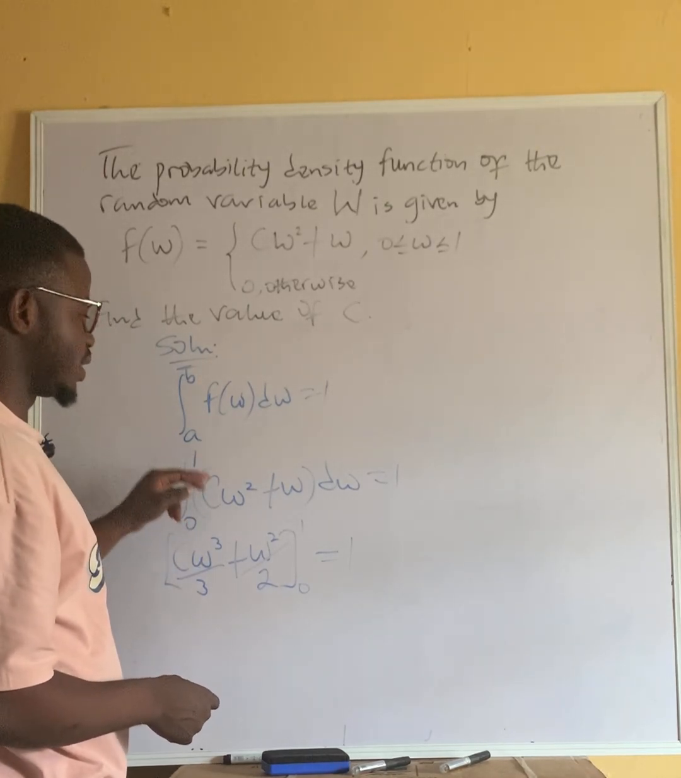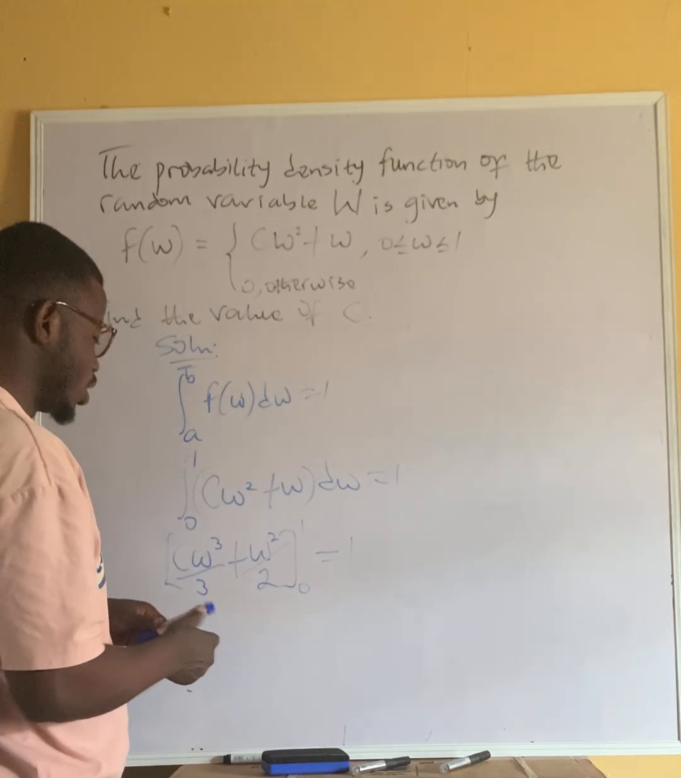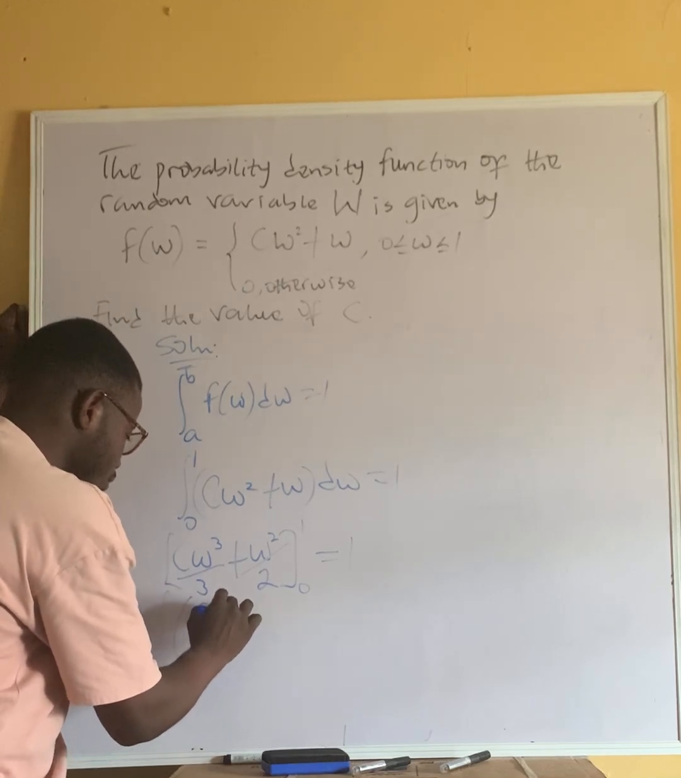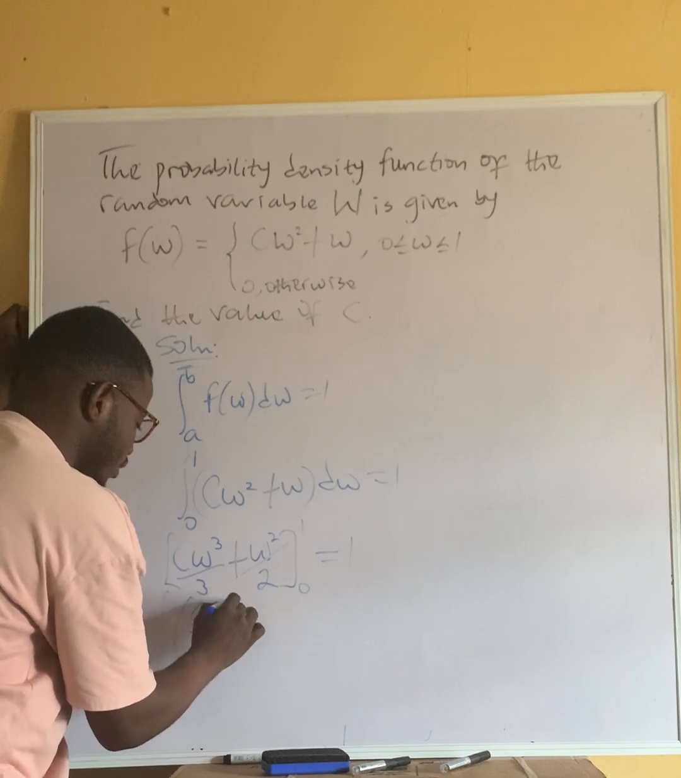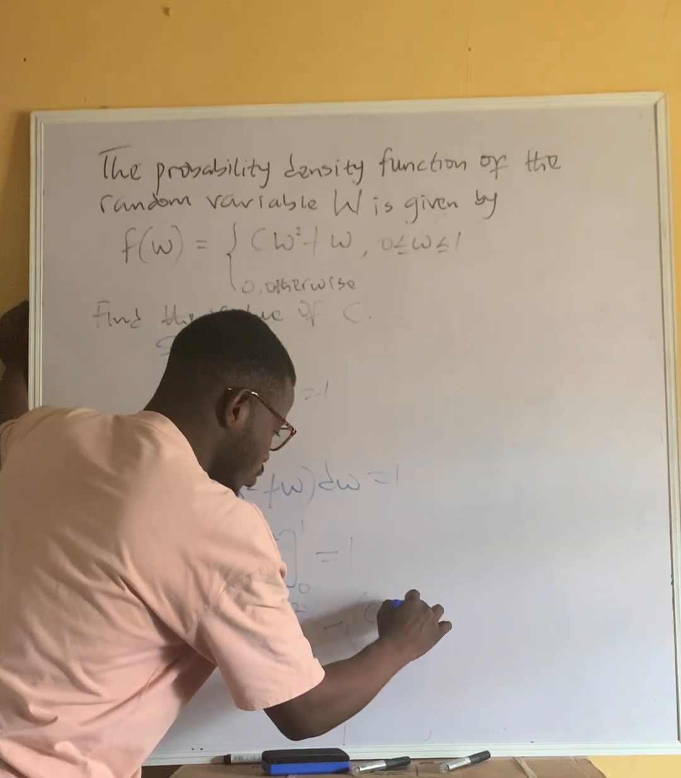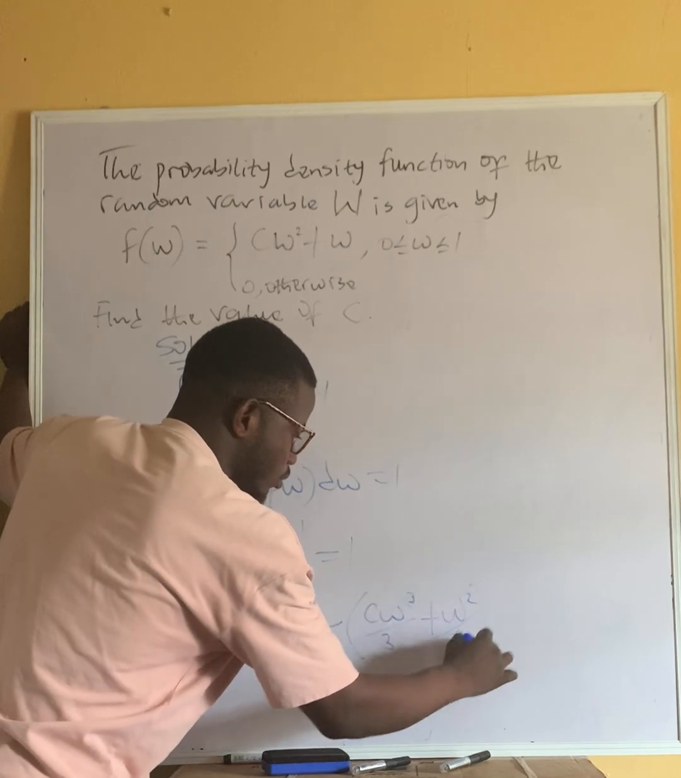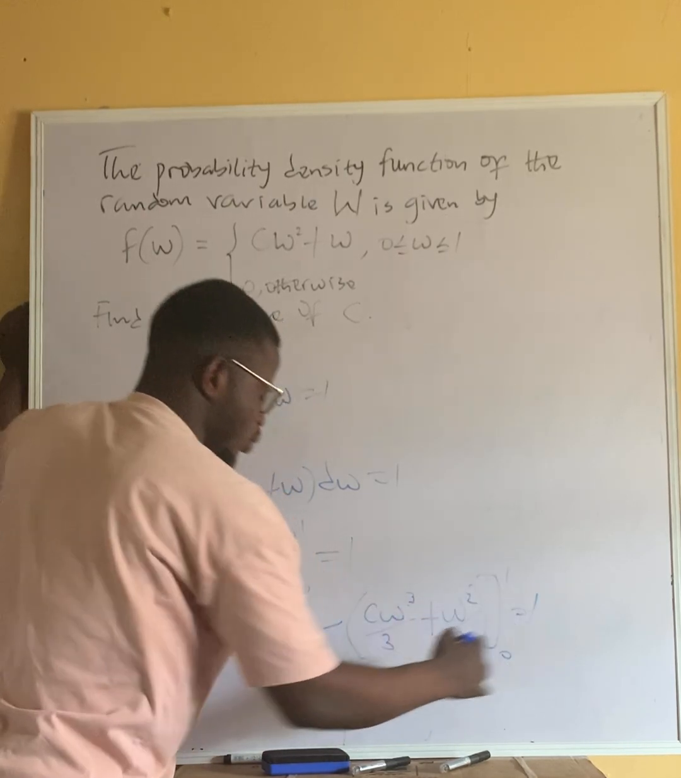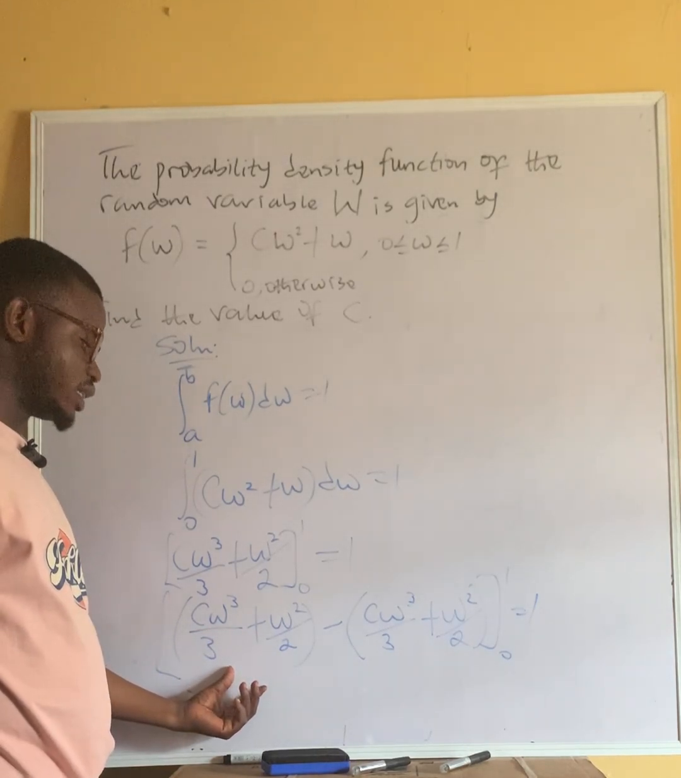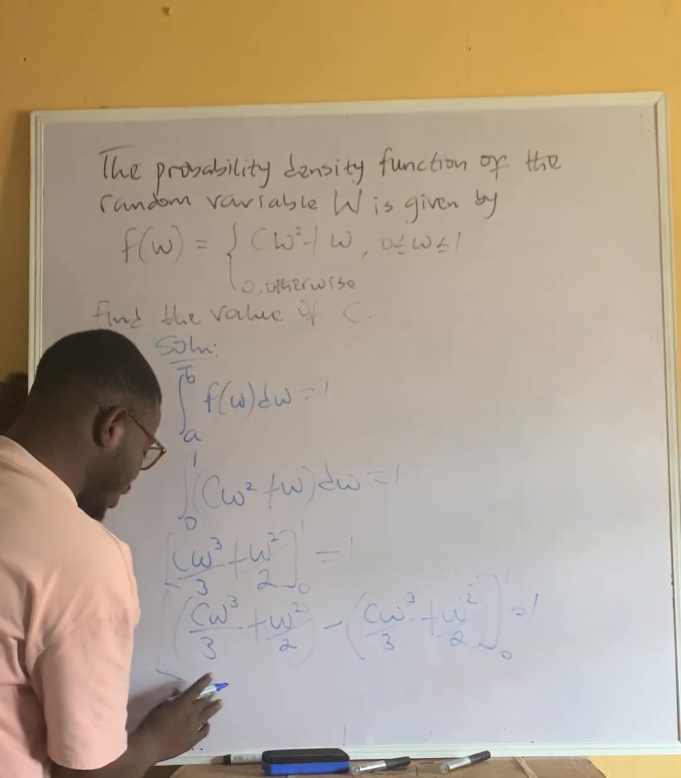Here we have 0 as the lower limit and 1 as the upper limit. So now we need to write this in two places so that we can obtain the value of c. We subtract the lower limit from the upper limit, equals 1. Anywhere we see w on this side, we substitute 1, the upper limit. Then anywhere we see w on this side, we put 0, the lower limit.